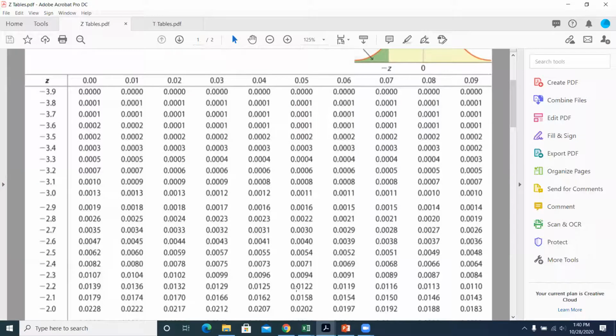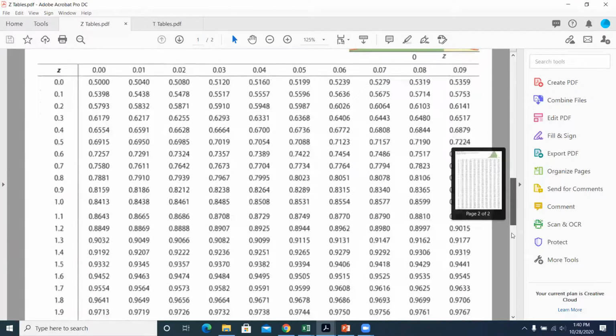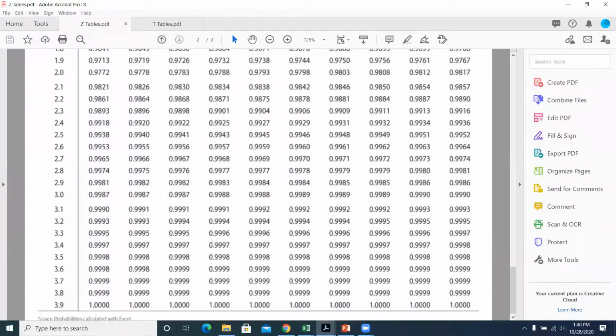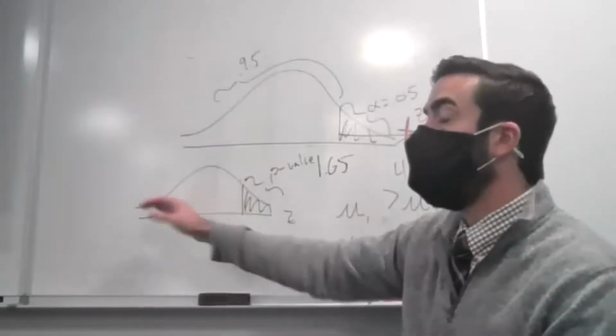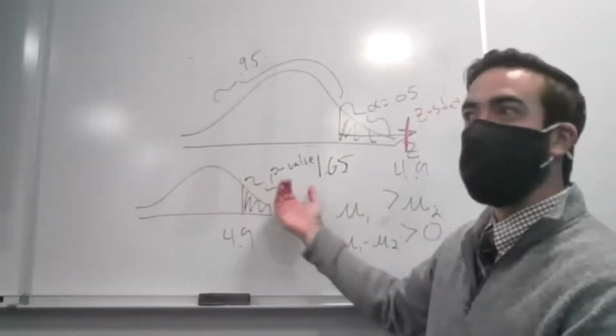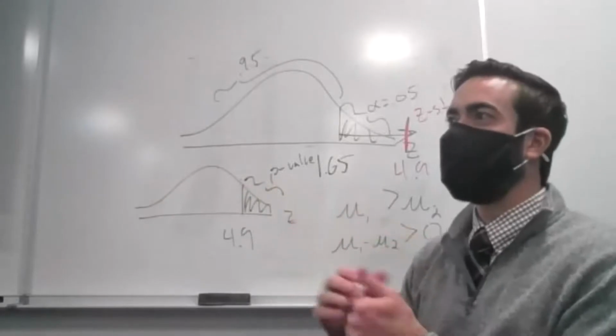Close. The area to the left of 4.9 is going to be approximately 1, right? The area to the right of it will be pretty close to 0. So if we go down here, notice a test statistic of 3.99, the area to the left is almost 1. So if I'm thinking about the area to the left of 4.9, even closer to 1, right? So the area to the left would be really close to 1, which means 1 minus 1. The area to the right is going to be really close to 0. Okay?